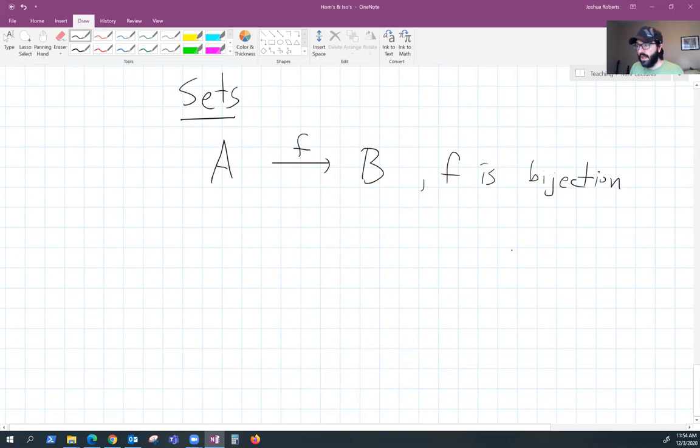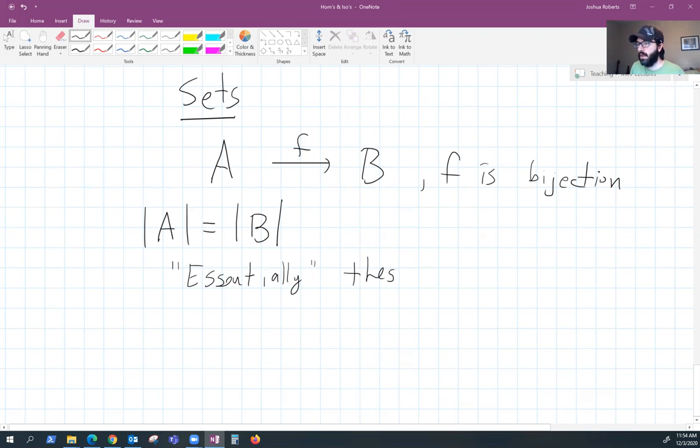Well, the only way that can happen is the cardinality of A has to be equal to the cardinality of B. In other words, they are essentially the same. Okay, and the same for sets just means cardinality. A and B are the same sets as far as any function can tell. Functions can never distinguish between A and B, because all functions between sets do is they just look at how many elements they have. That's all a function can do.